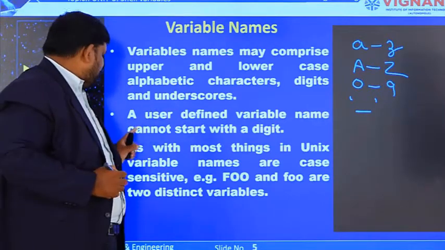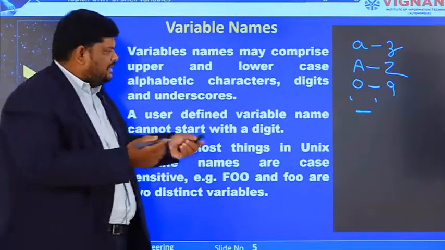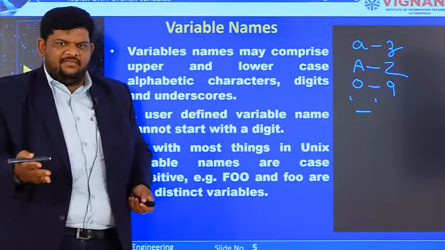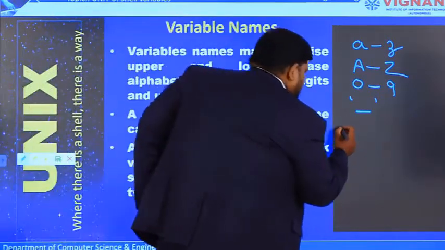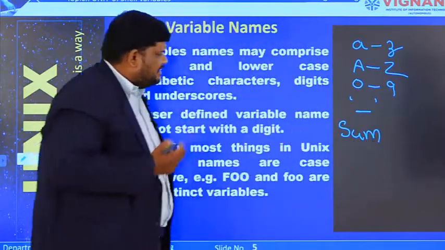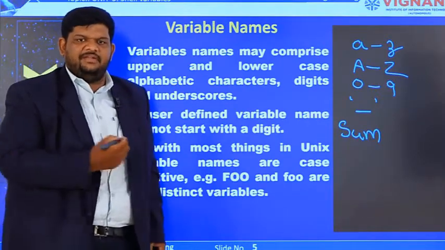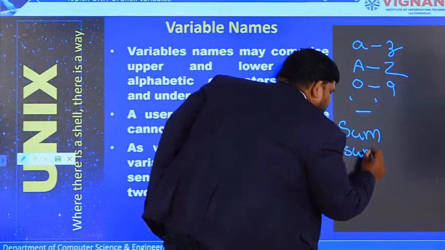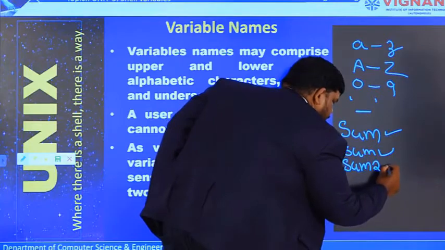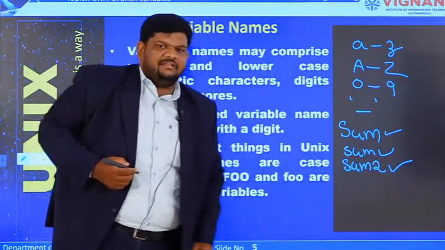But considering the second one, a user defined variable name cannot start with a digit. So let us consider some variable names, and see which are valid names and which are invalid names. We can write like this. The first letter is in uppercase and the remaining two letters are lowercase. So it is acceptable for writing the variable name. All lowercase is also right.